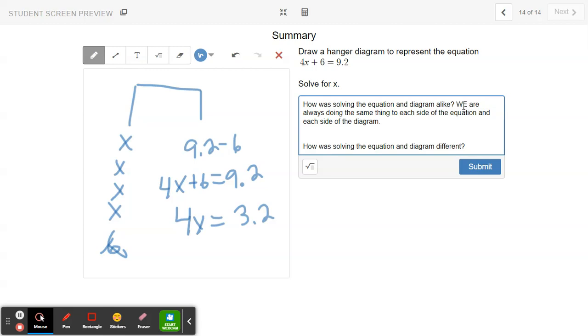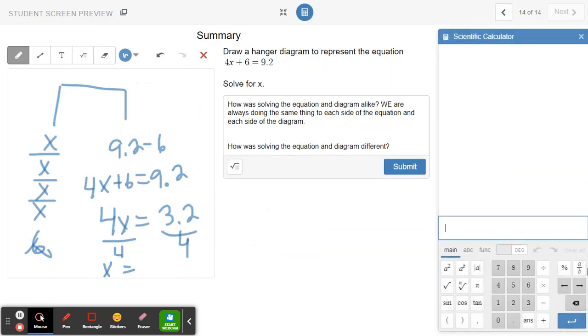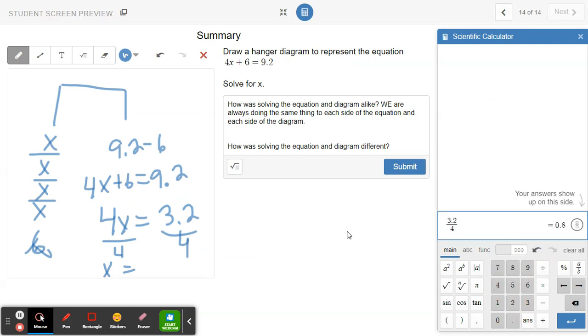If we've been taking away from each side, we take away from both sides. If we divide, like we're going to do next, we have to divide the x's into 4 groups. We got to divide this into 4 groups, right? So we're going to end up doing divided by 4, divided by 4. So 4 x's divided by 4 gives you just an x. And 3.2 divided by 4 gives us 0.8. Okay?